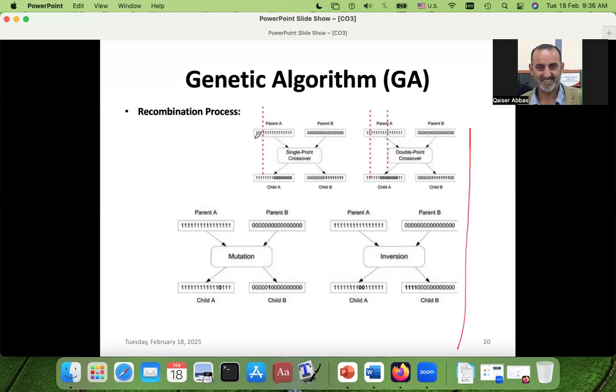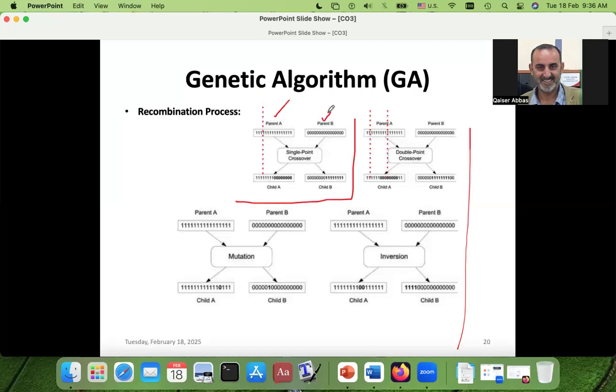So if you look at this picture, this is a picture for the single point crossover. These two pictures, this is a crossover, this is also a crossover, but crossover has two categories in it. One is single point crossover, the other is double point crossover. So here, single point crossover, here you will have the parent A, and here you will have the string for the parent B.